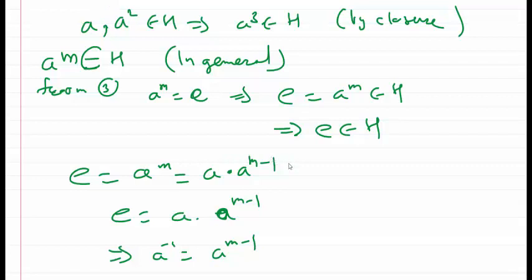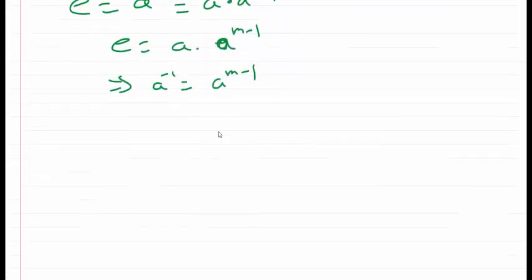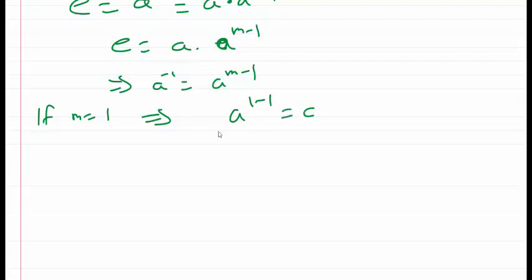So now we have to make the cases. If M is equal to 1, then that implies A raised to 1 minus 1, that is A raised to 0, is equal to E. The value of A raised to M minus 1 will be E. E always belongs to H, means the inverse is also in H.